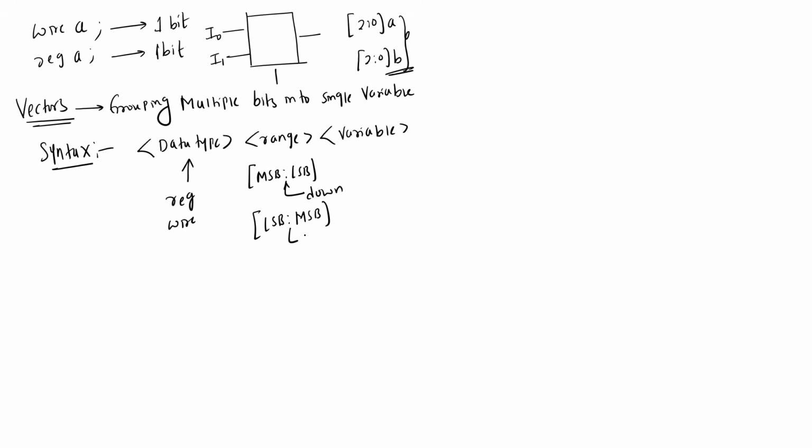So this is MSB down to LSB. The LSB to MSB form is mostly not used. We'll use this one only, MSB down to LSB. Okay, is it fine? Vectors is fine.